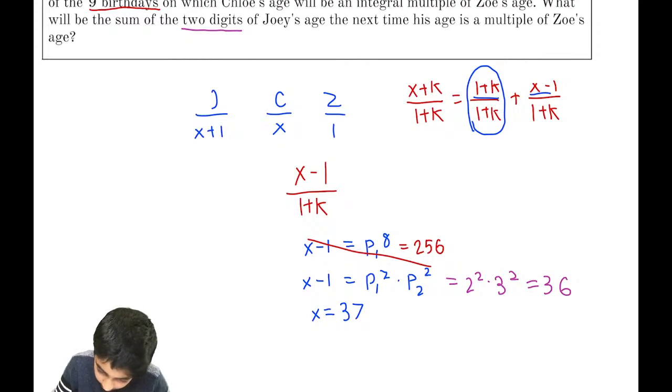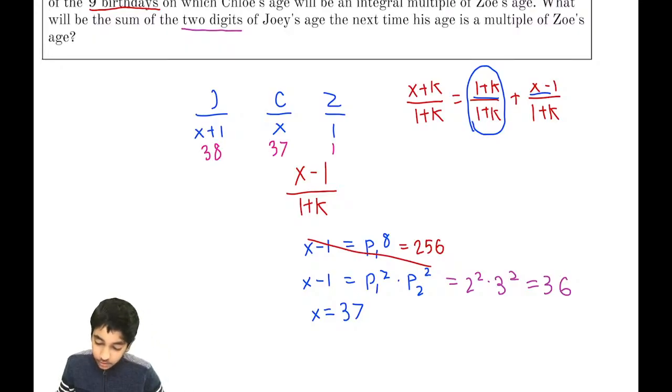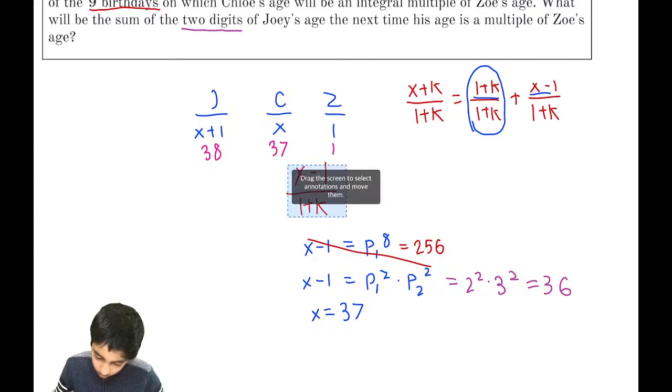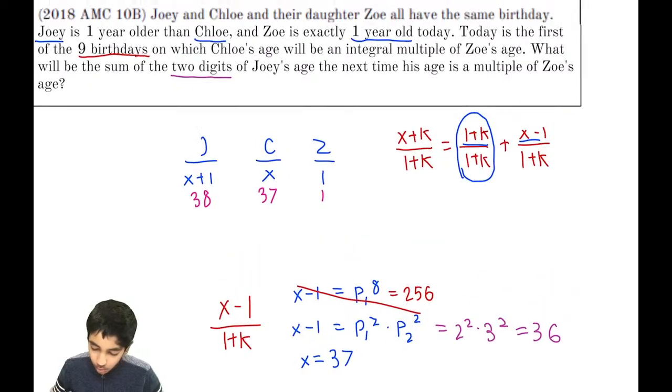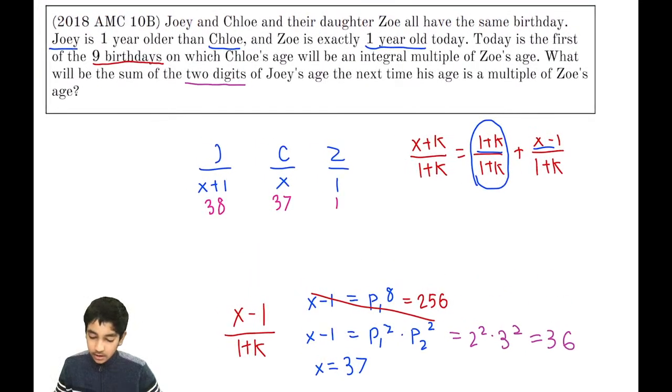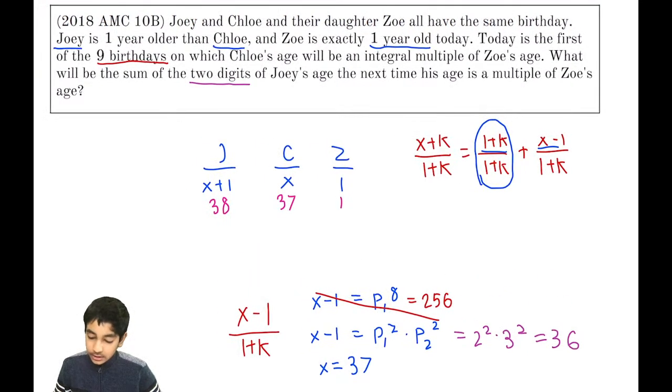Let me just mark in a different color. Joey's age is 38. Chloe's age is 37. And this will be 1. So that's the only possibility that actually does work based on our conditions here, right? But now look at the problem. We want to find the sum of the 2 digits of Joey's age the next time his age is a multiple of Zoe's age. So notice that 38 and 1.